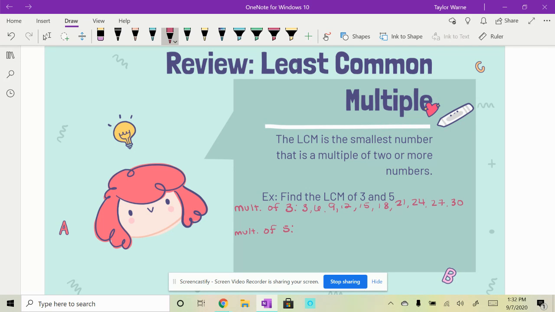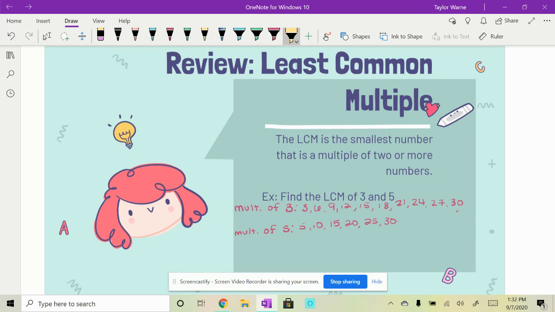So now we're going to count by 5 instead. So we have 5, 10, 15, 20, 25, and 30. I'm going to stop here because already I see that I have 30 in common. But I want the least, the smallest number that they have in common.